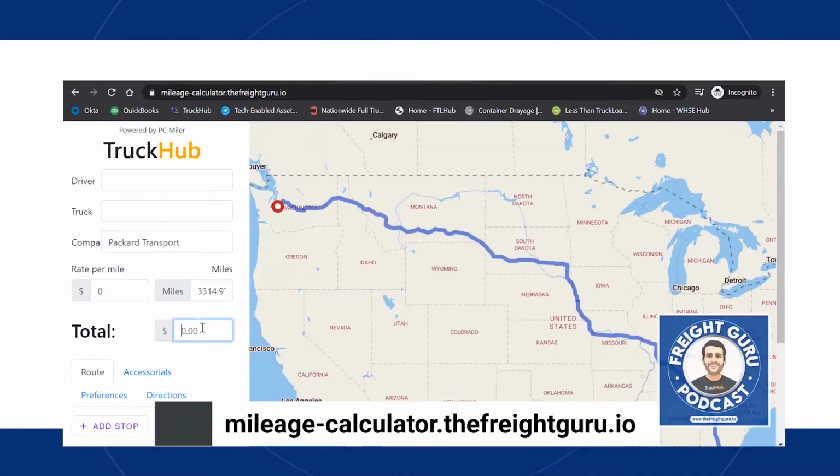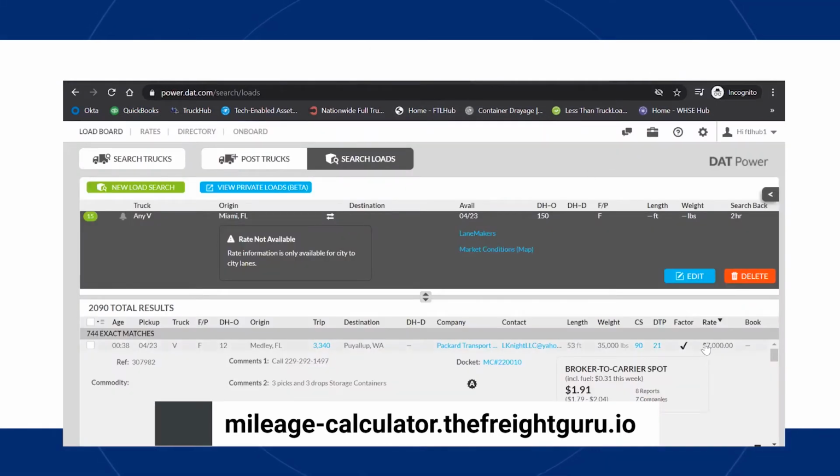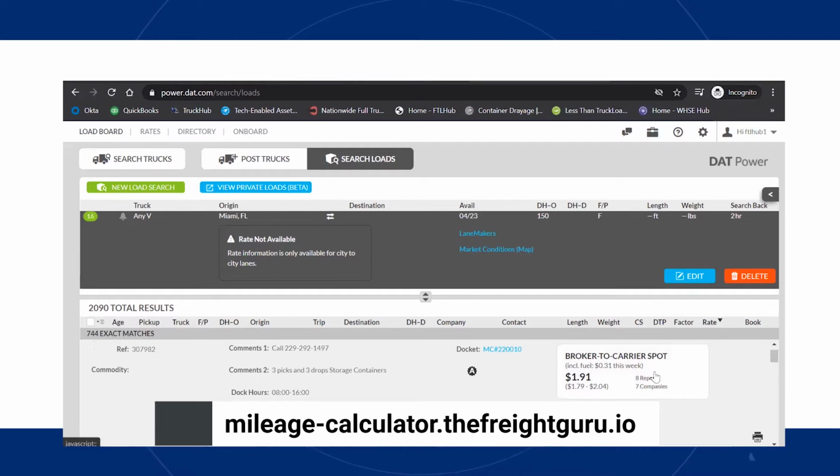So you'll be able to add the $7,000. And that's an average of $2.11 per mile, right? So the average right now on DAT, this is a 15-day moving average, is $1.91. It's been reported by 7 companies, total of 8 reports. So this is the current 15-day moving average, okay?